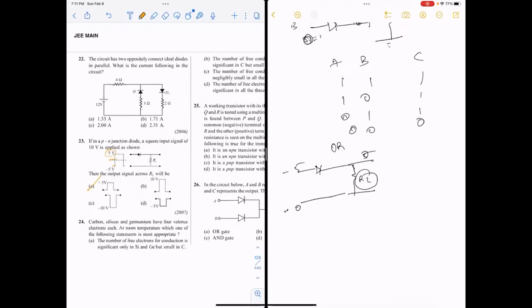Are you able to understand? Yes, Karthik. Right. All of you are right.